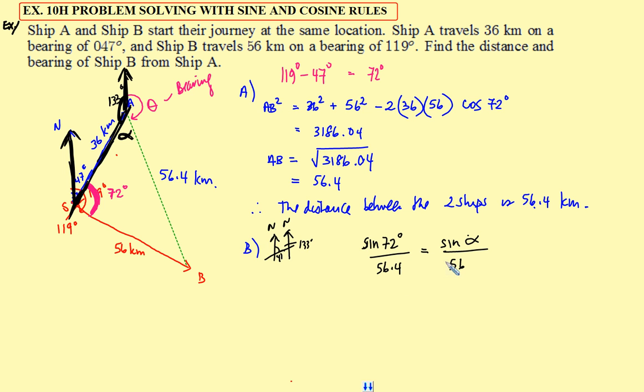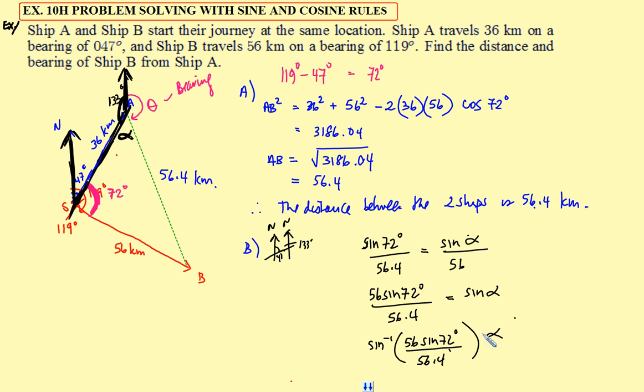And when I cross multiply here, I get 56 times the sine of 72 all divided by 56.4 equals sine of alpha. Now I bring the sine over to the other side, so it becomes sine inverse of 56 sine of 72 degrees over 56.4, which is equal to alpha. So I just place this in my calculator.